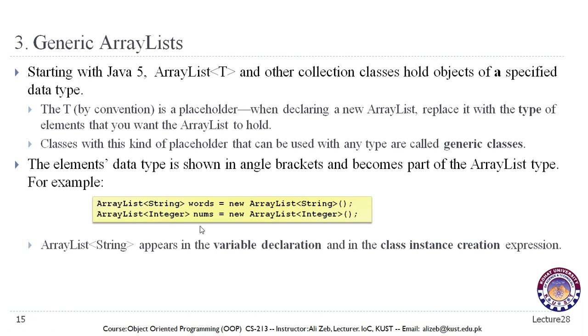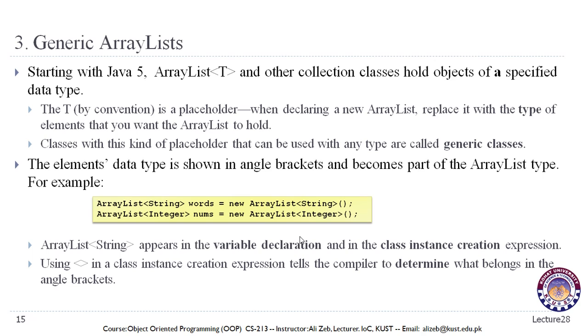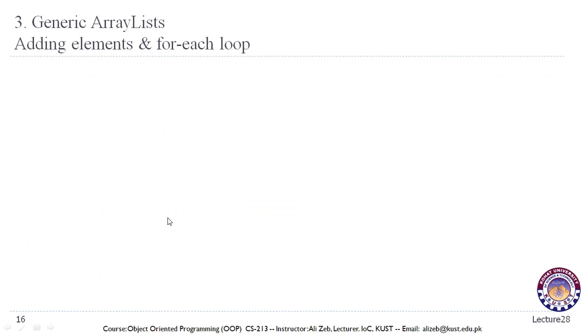ArrayList<String> appears in the variable declaration and in the class instance creation, and you can see we can use these diamond brackets to declare our array list. Using diamond brackets in a class instance creation expression tells the compiler to determine what belongs in the angle brackets, and in this case it is a string, and an integer in the second case.